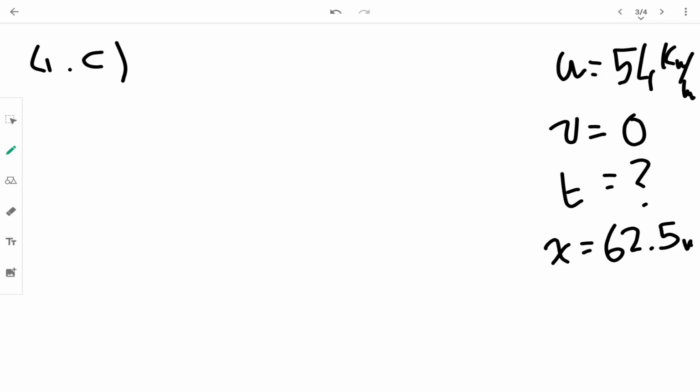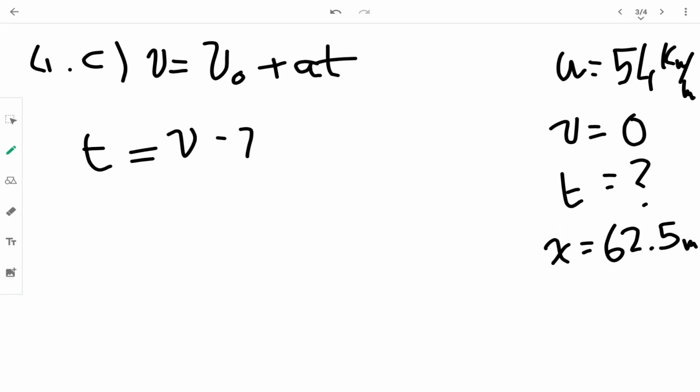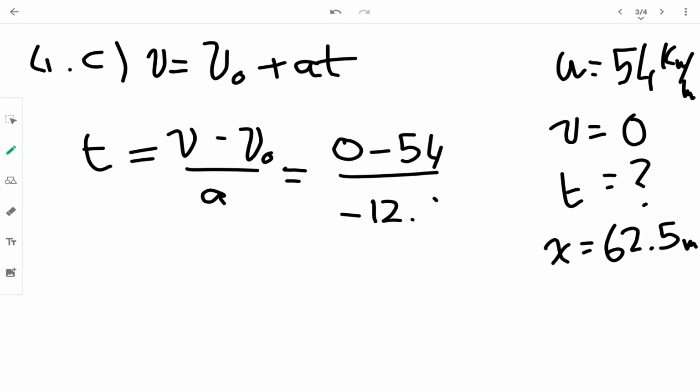So the formula is v equals v0 plus at. So you have t equals v minus v0 over a. Substituting, you'll get 0 minus 54 over, from the previous part, a is minus 12.96, so you'll get 4.17 seconds.